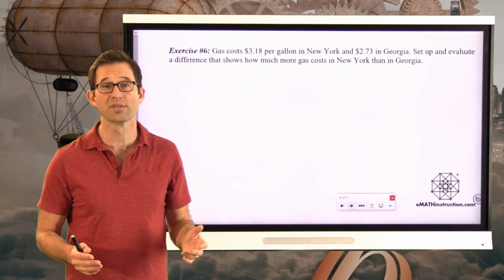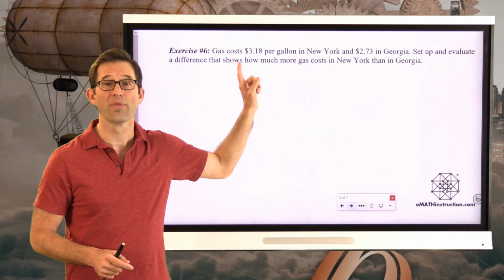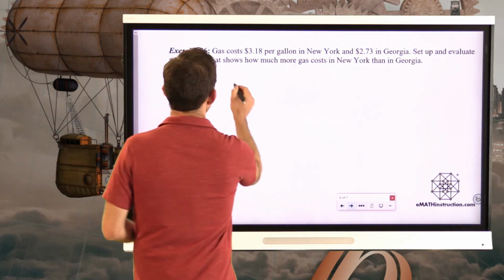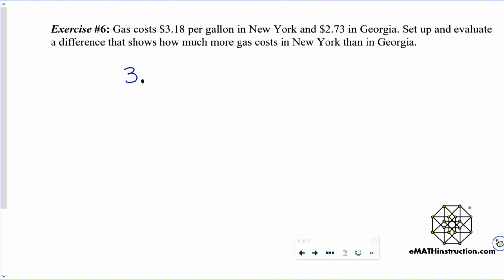All right, well, it's this simple, right? If I want to know how much more this number is than this number, that's all about subtraction. So I'm going to do 3.18 minus 2.73. All right, nice example of having to subtract decimals.